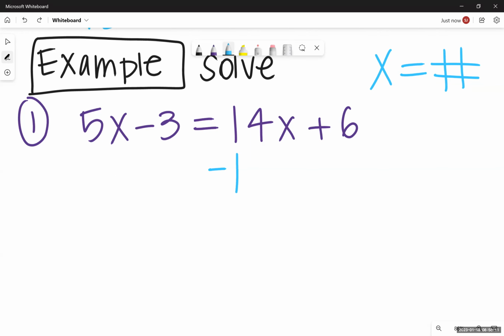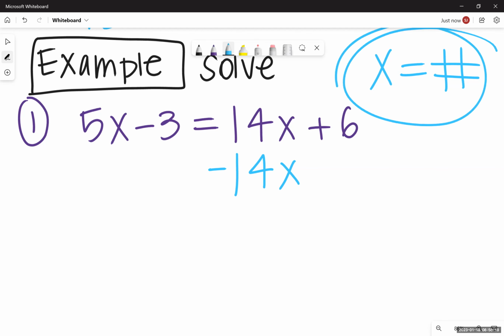Okay, so here I'm going to do the opposite. I want to move that 14X over here because this is my goal. Well, it's positive. The opposite is negative. And then what I do to one side, I have to do to the other.